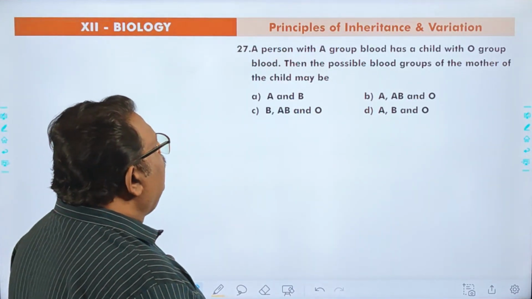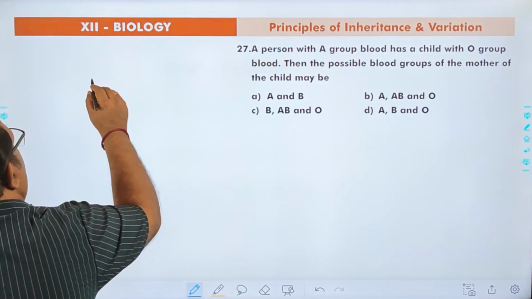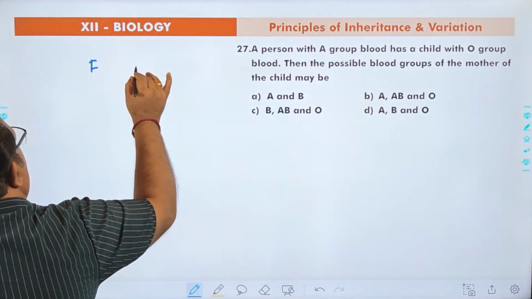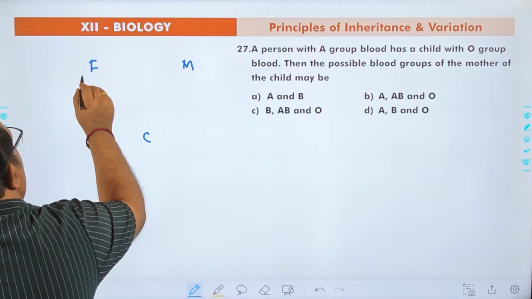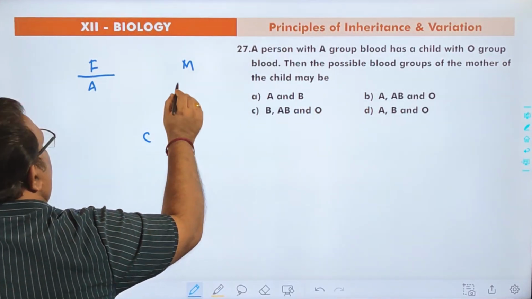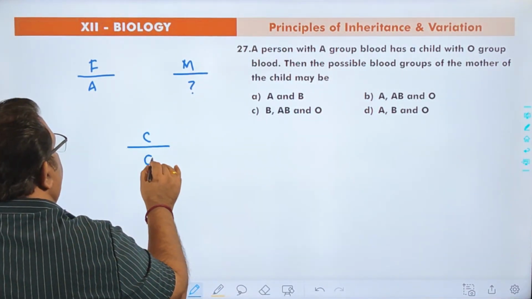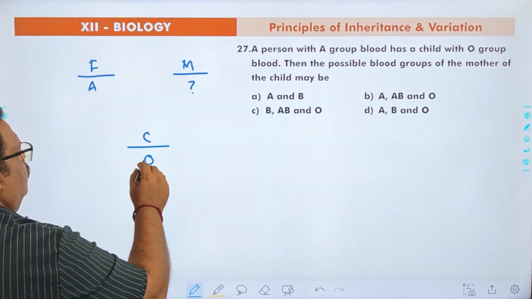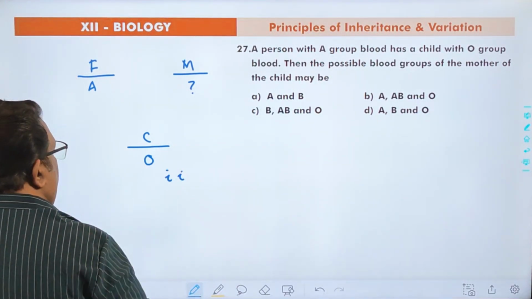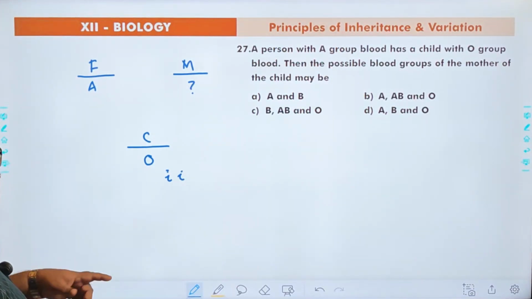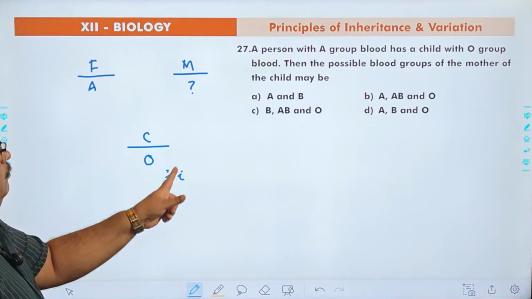Next one is also related to blood groups. A person with A group blood has a child with O group blood. This is the father, this is the mother, this is the child. Father, the blood group is A. Mother, the blood group is unknown. The child, the blood group is O. So what is the genotype of the child? Small i, small i, isn't it? So one small i must be obtained from the father, another small i must be obtained from the mother.